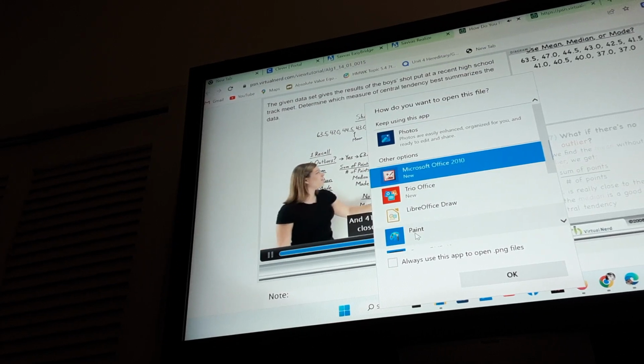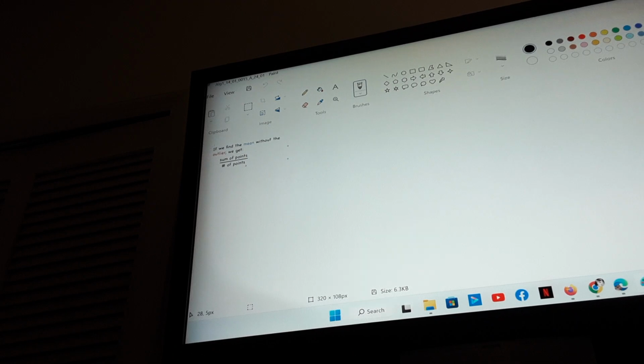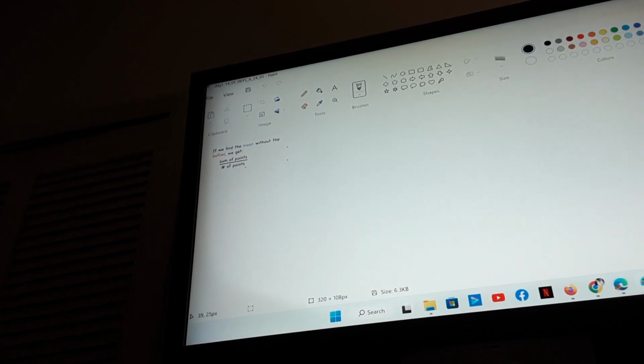And 41.4 is really, really close to the median that we originally found when we had the outlier. So, the median is a good measure of central tendency. But if we were to take out this outlier, 63.5, the mean would then also be a good measure of central tendency for this data.